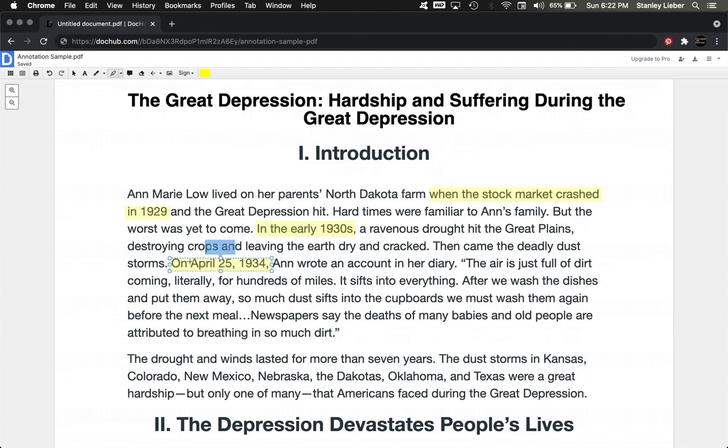And since I typically don't like to highlight and just leave things on their own, I'm going to make a note in the margin. In this case, I'm going to type it. That helps me review later. So I'm just going to write stock market crash equals 1929, and then I'm going to abbreviate Great Depression, 1930s. That way I have my timeline started. It's really easy to refer back to later.